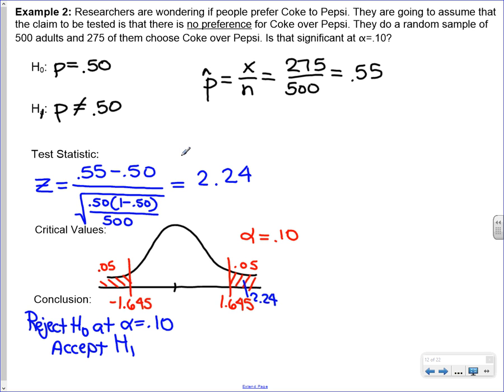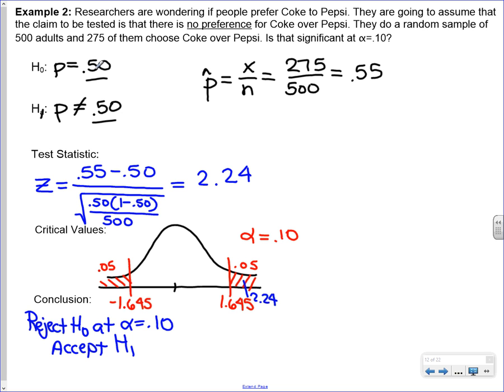Okay. So to do this one, when you see no preference or just something that says you're just looking for a difference or differs, that usually clues you in that you're doing a not equal to down here. Now, where did I get the 0.5 from is what most students get confused about. On this one, it says they're going to assume the claim to be tested is that there is no preference for Coke over Pepsi. So what that would mean is that it's just 50-50. You know, it's just kind of split half and half. There's not really a preference either way. So that's where we get the 50% from.